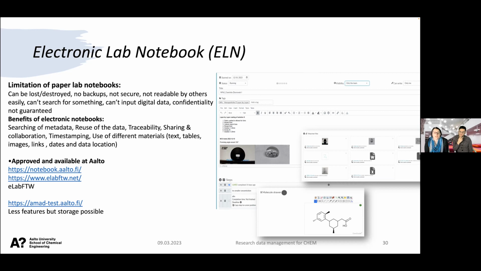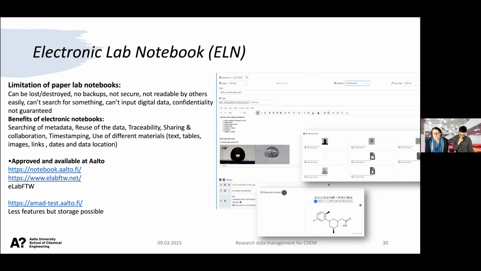So here in Aalto, we have two approved lab notebooks. We have this first one, notebook.aalto.fi. It's based on the eLabFTW application. And we have also the AMAD platform with a lab notebook included. So feel free to test both of these. Here on the side, you have a representation of the notebook based on eLabFTW.